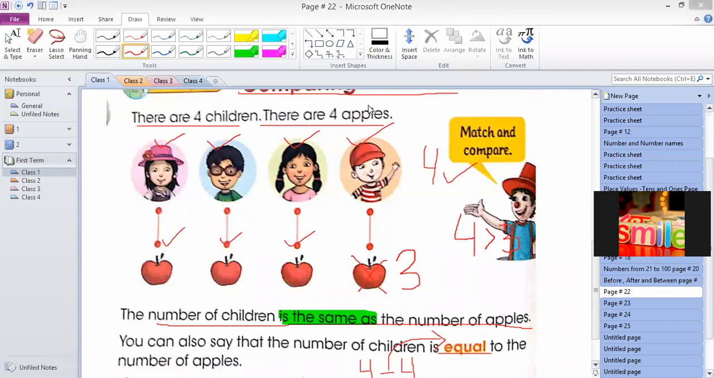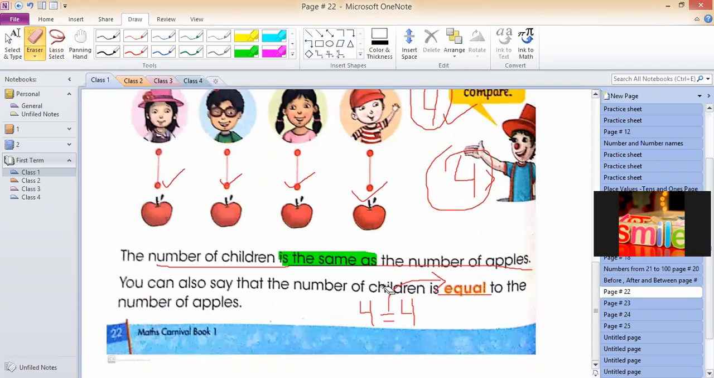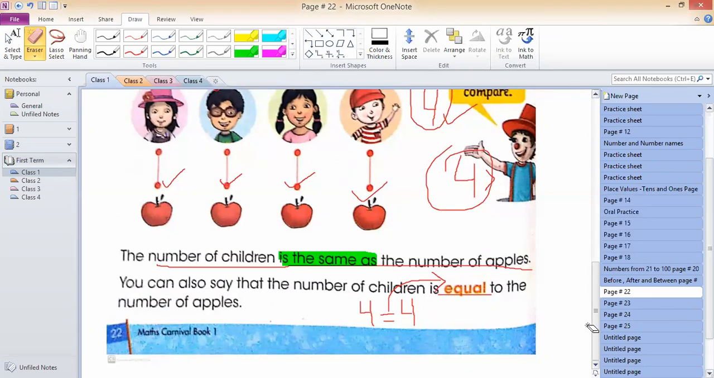Very good. So what you need to understand here is that if the number of children and the number of apples are the same, that means when you count both, you find the numbers are the same. So the number of apples and the number of children are the same, and you can also say the number of children is equal to the number of apples.